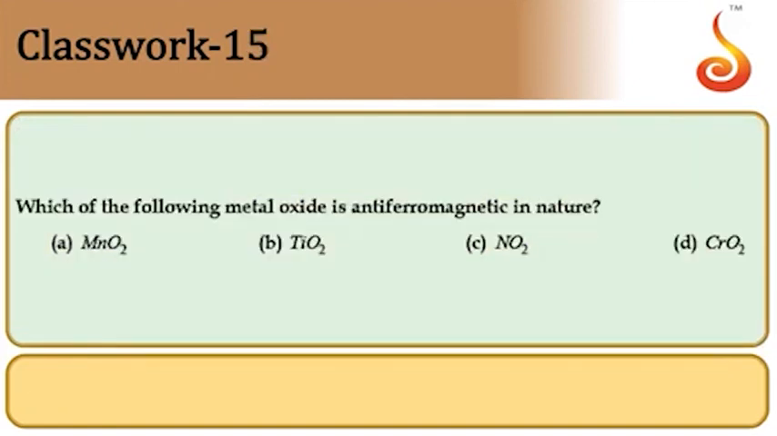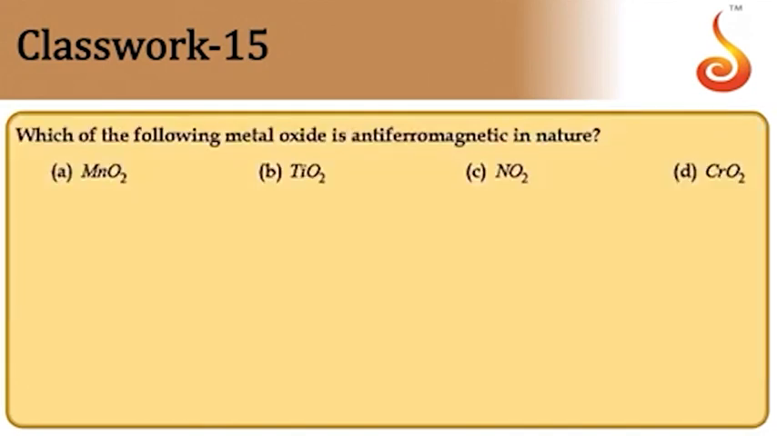Then, which of the following metal oxides is an anti-ferromagnetic substance? These examples we need to remember. So MnO is an example of an anti-ferromagnetic substance. This we have done, questions from solid state chemistry.